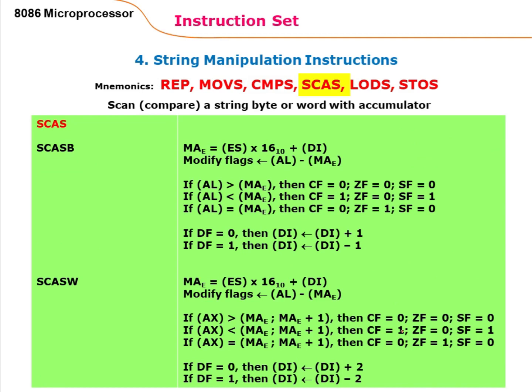Next instruction is the scan instruction. It scans the string. SCASB is used for scanning a byte of the string, and SCASW is used for scanning a word.